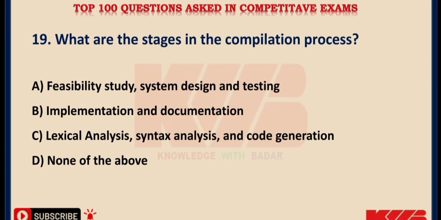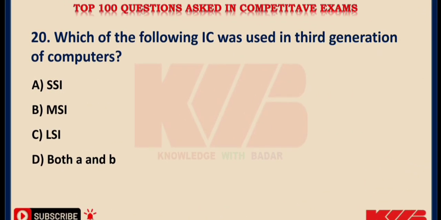The next question. What are the stages in compilation process? A. Feasibility study, system design and testing. B. Implementation and documentation. C. Lexical analysis, syntax analysis and code generation. And the final one, none of the above. And the correct answer is lexical analysis, syntax analysis and code generation. The next one. Which one of the following IC was used in third generation of computers?